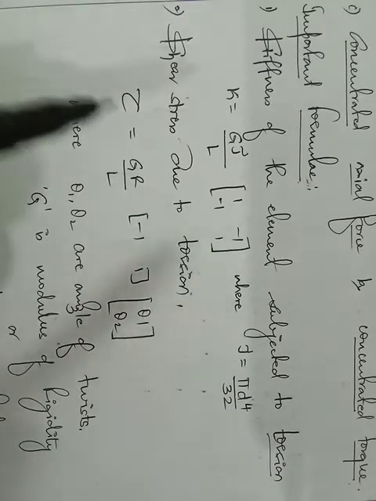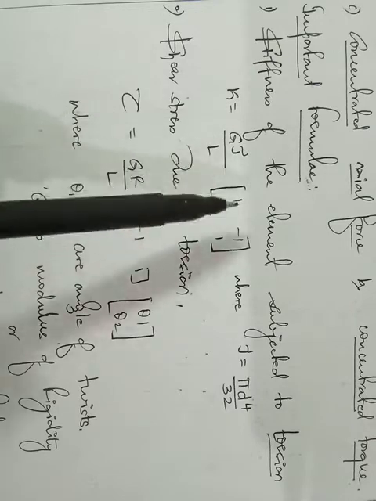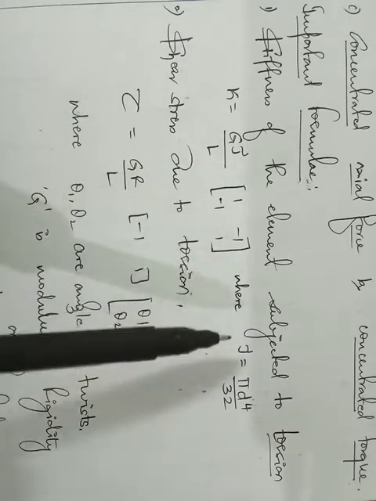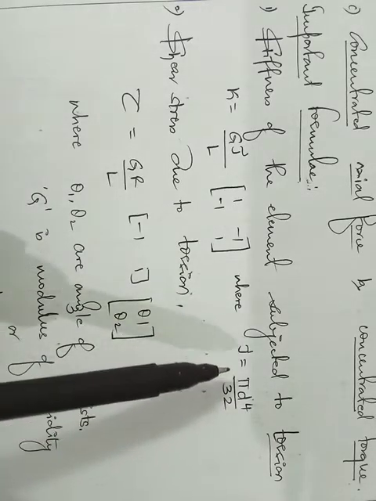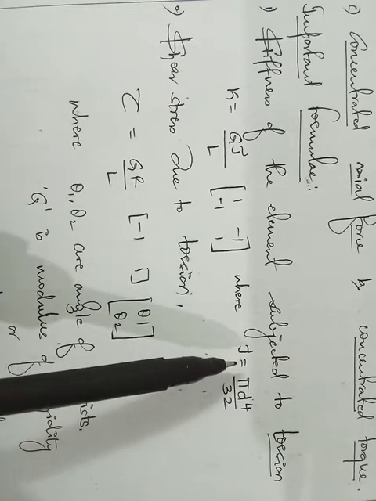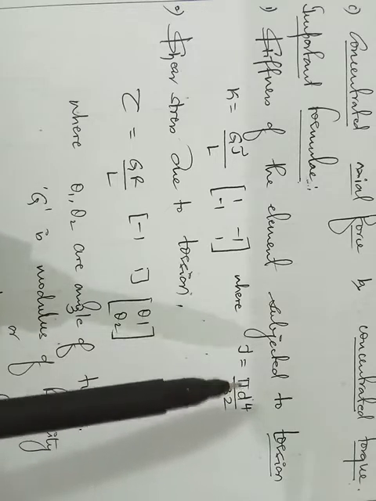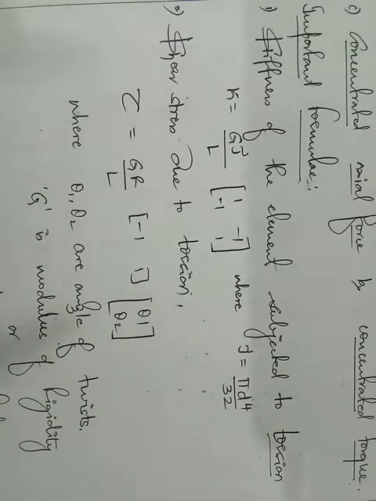The matrix is given by K equals G into J divided by L, times the matrix [1 -1; -1 1], where J is pi d raised to 4 divided by 32, and J is called the polar moment of inertia. The unit of J will be mm raised to 4 or meter raised to 4, depending upon the unit of diameter in the given problem. If it is mm, then the unit will be mm raised to 4. If it is meter, then it will be meter raised to 4.